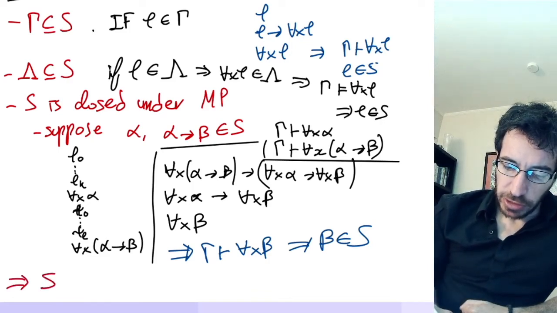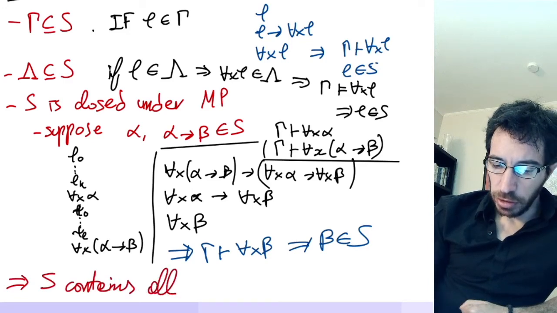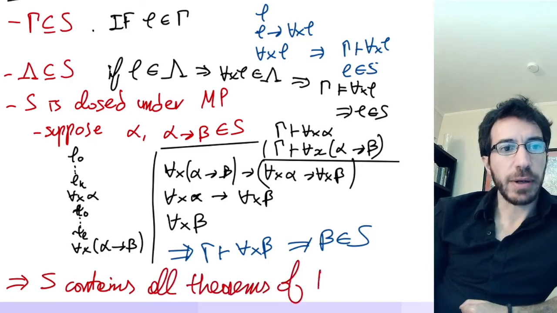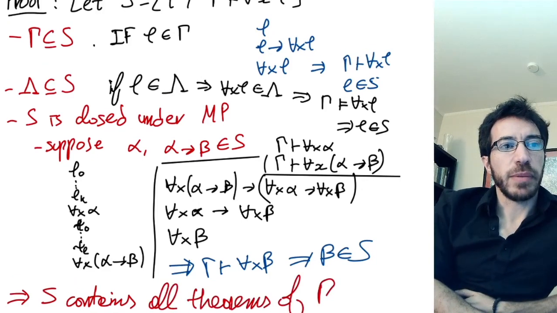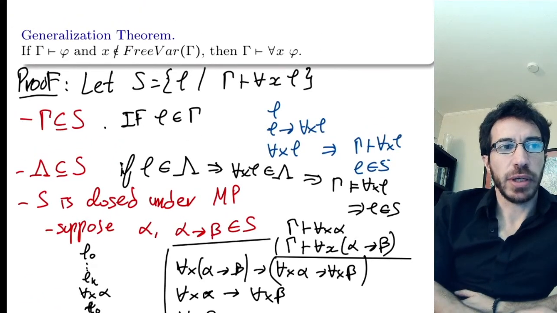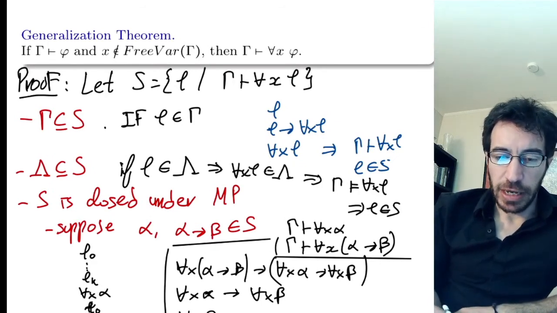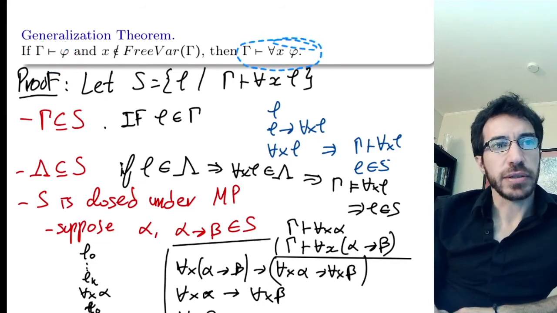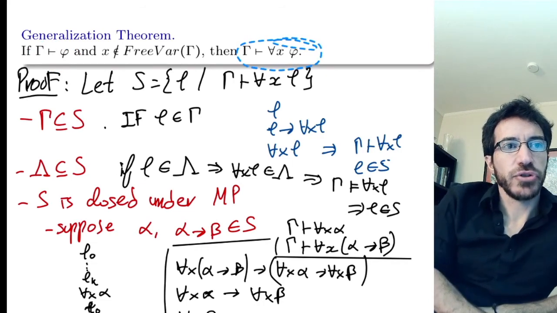Therefore, S contains all theorems of gamma. So that's what we wanted. We show that for every phi that is a theorem of gamma, phi belongs to S. So that proves that. So that's how we get that.